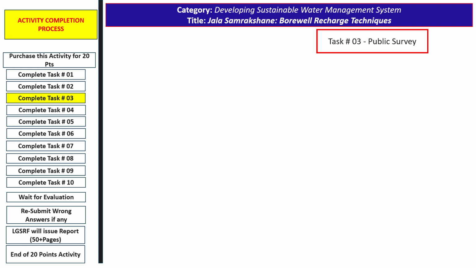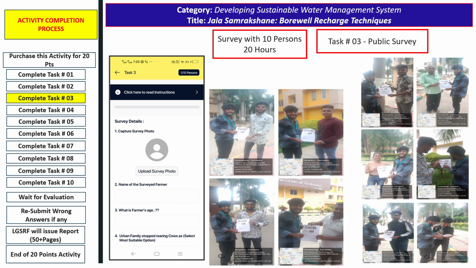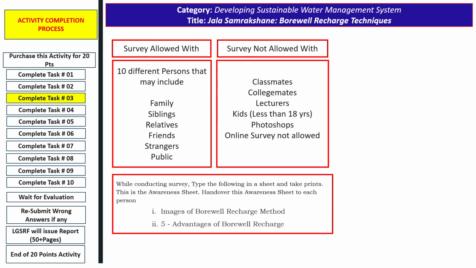Task number 3 is a public survey. The student has to conduct a survey with 10 different individuals. This is the format for conducting the survey, and I have given a sample here. Students need to conduct the survey with persons owning a borewell. If you cannot find them, that's okay. You can conduct it with any random public individuals. Survey answers are to be uploaded on the mobile application. The survey is allowed with family, siblings, relatives, friends, strangers, and the public, but not with classmates and college mates.